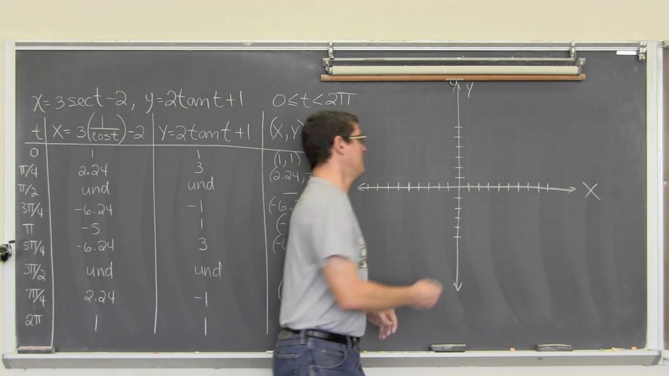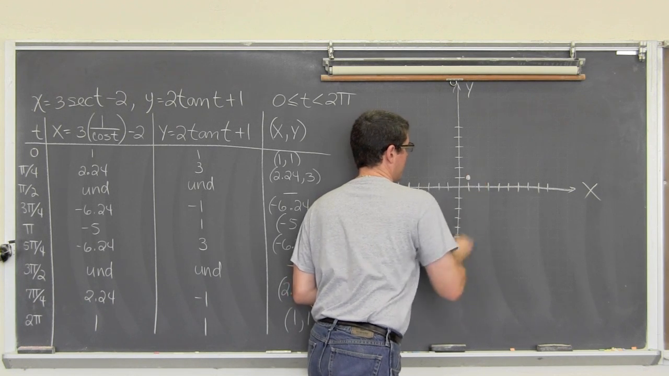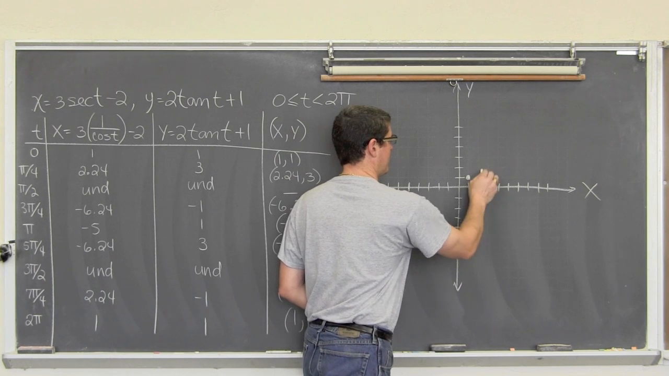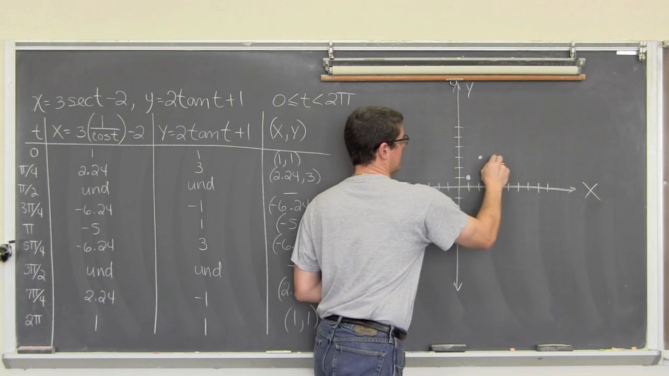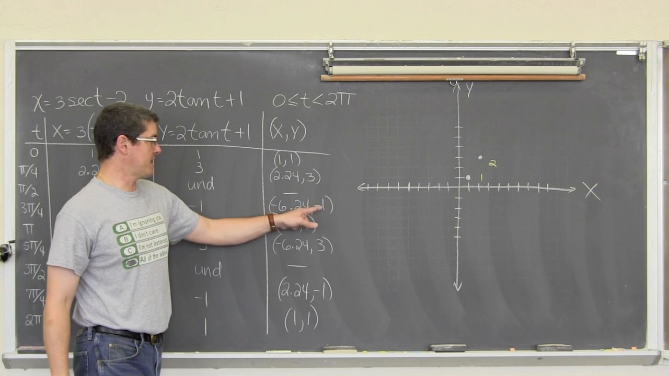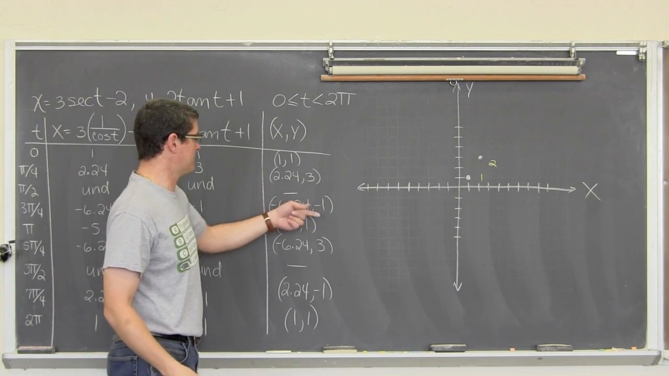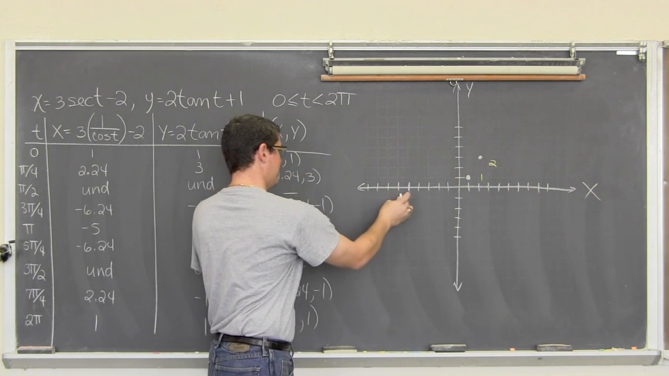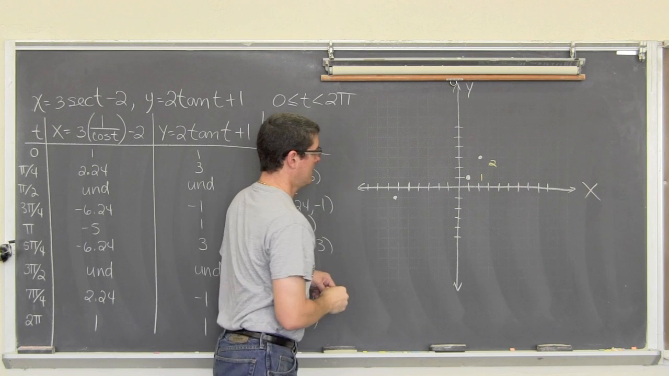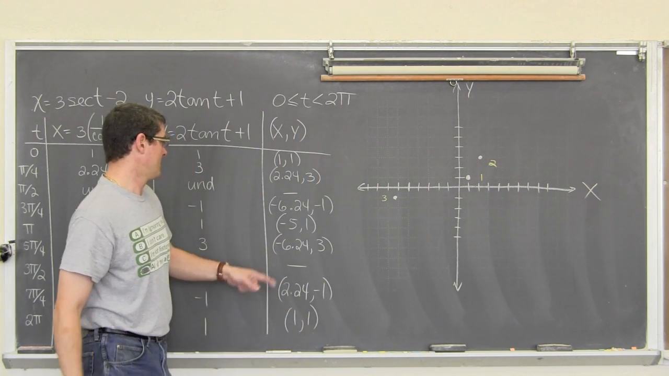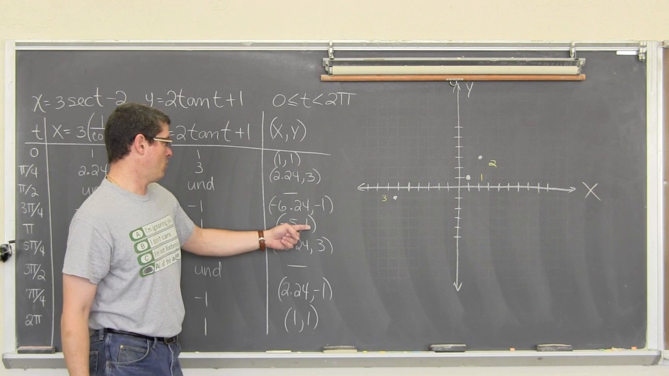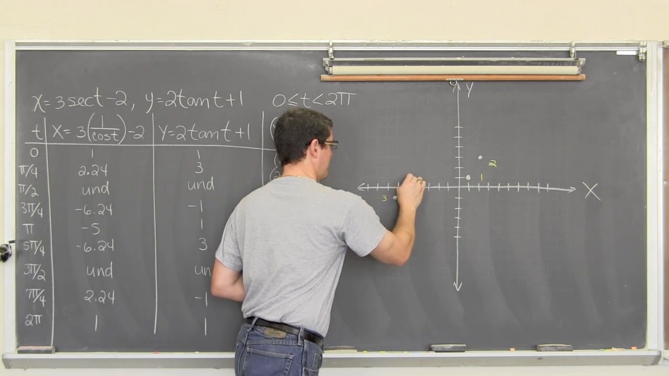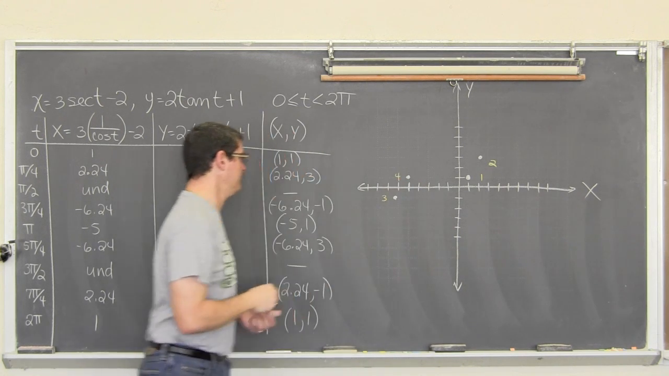Okay, so we have 1, 1, and that's going to be our first point. We have 2.2 and 3, so a little bit past 2 and up to 3. That's the second point that I'm graphing. We have negative 6.24 and negative 1, so 1, 2, 3, 4, 5, 6, a little bit past and down to negative 1. And that was the third point that I plotted. We're at negative 5, 1. So 1, 2, 3, 4, 5, 1. That was the fourth point that I plotted.